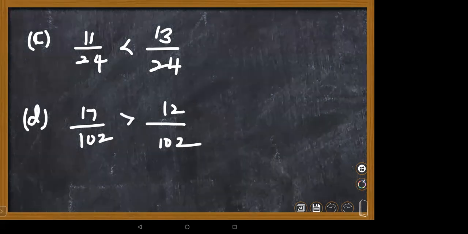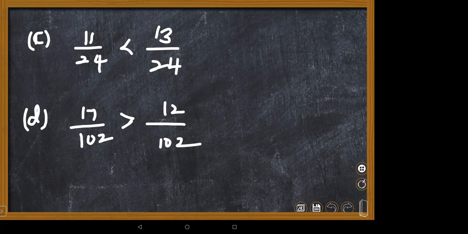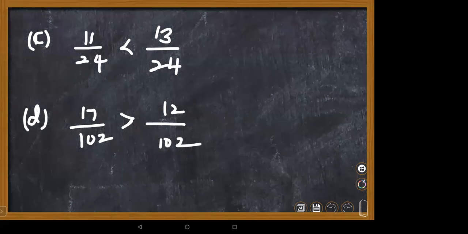17/102, ma'am. Now, from all these examples, we discussed many examples, what can you conclude? If you want to compare two or more like fractions, the one with the greater numerator is the greater fraction. This is the way we are comparing.